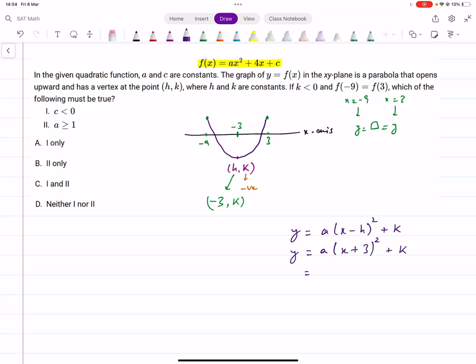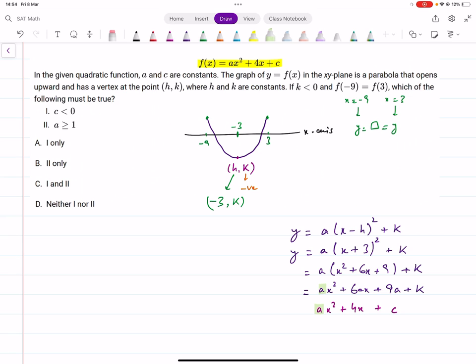Now let's simplify this and see what that gives us. a times (x squared plus 6x plus 9) plus k. If we were to simplify this further, that gives us ax squared plus 6ax plus 9a plus k. Okay, now let's try comparing this with the function that's given. Yeah, so we can find the value of a from this, because the function that's given is ax squared plus 4x plus c.